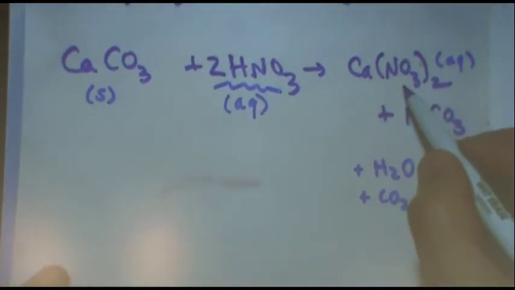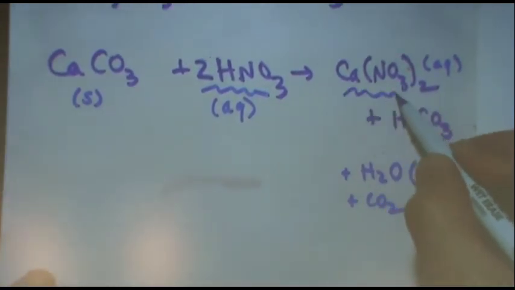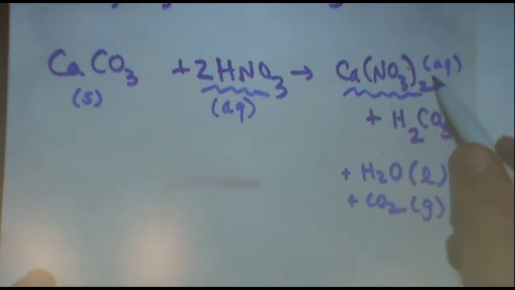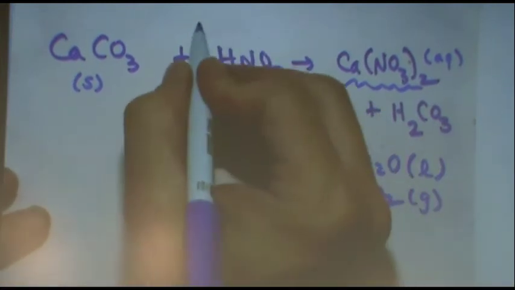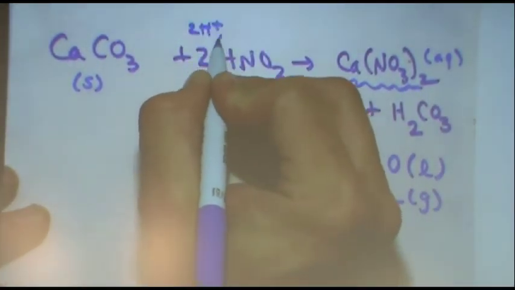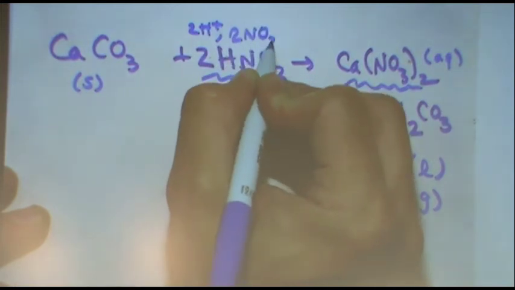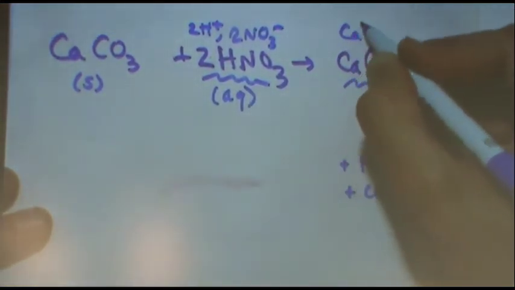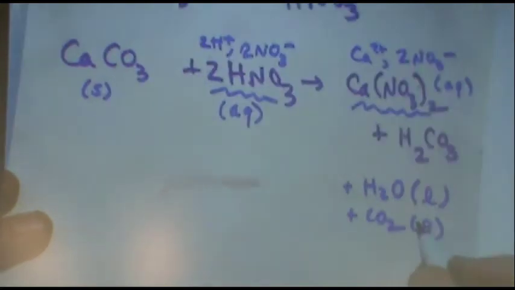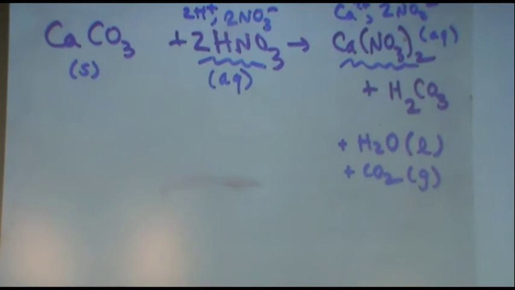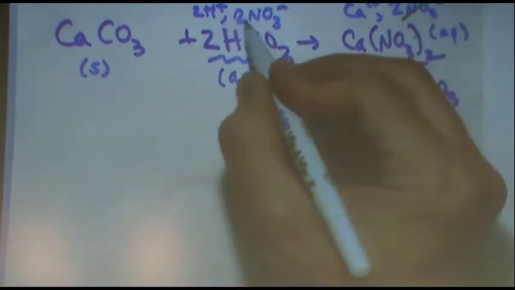How about this one? Yes, how did you know that? It's not from the table. It's aqueous. It's aqueous ionic. All aqueous ionics are going to be good electrolytes or strong electrolytes. So just those two, we're going to write them out as their ions, 2H+ and 2NO3-. And this is a calcium 2+ and a 2NO3-. Okay, cancel, cancel.